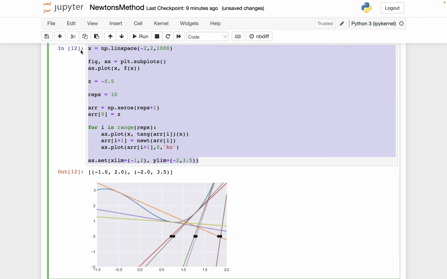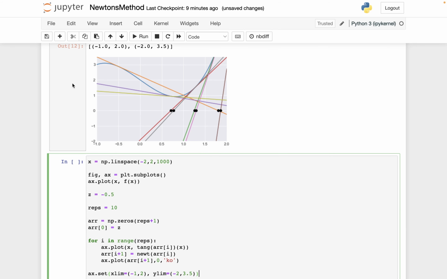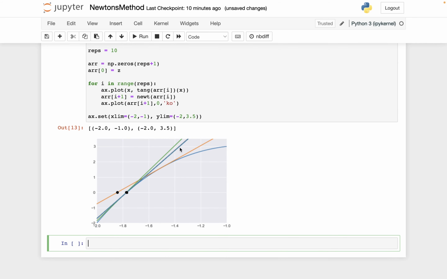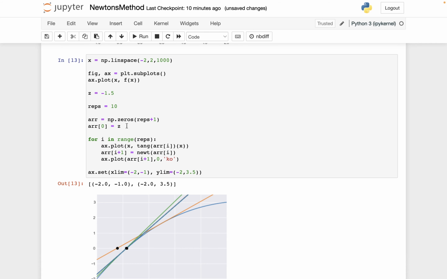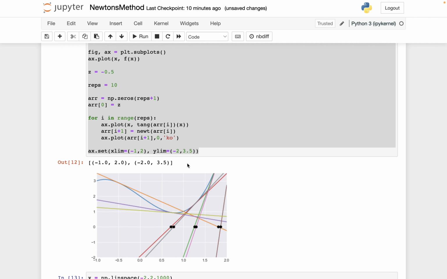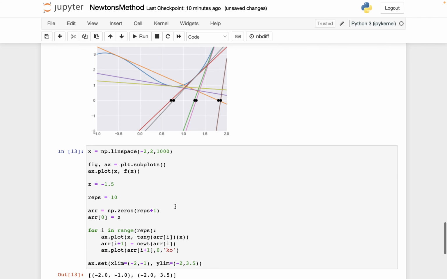Whereas if I start at a better value, let's start back at our previous negative 1.5. And I'd better change these x limits, so let's go negative 2 to negative 1. You can barely see most of these because they're getting so much closer and closer to this actual root. So this is an example of what happens for a good starting value of x, and the previous one is an example of what can happen for a bad starting value.